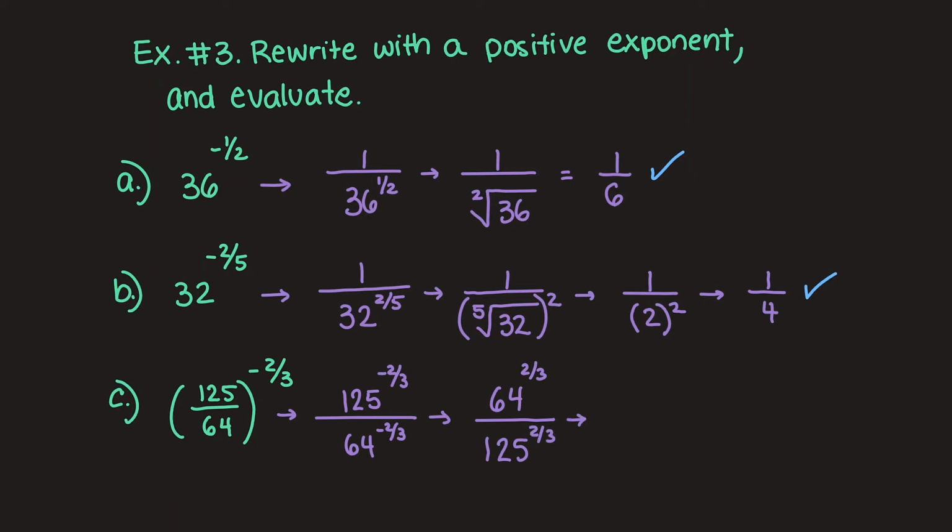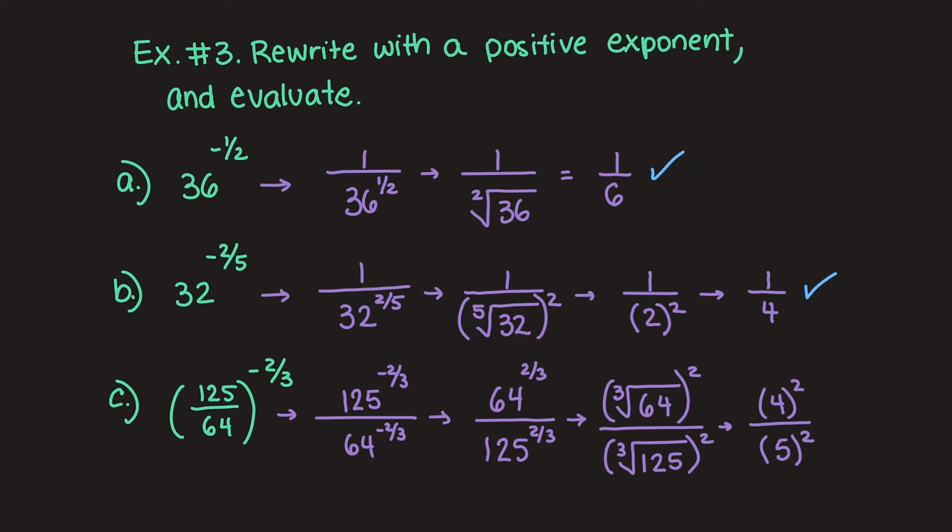And now that our exponents are positive, we can rewrite this into radical form and simplify. So the cube root of 64 is 4, and the cube root of 125 is 5, and then 4 squared is 16 over 5 squared, which is 25. So we have 16 over 25.